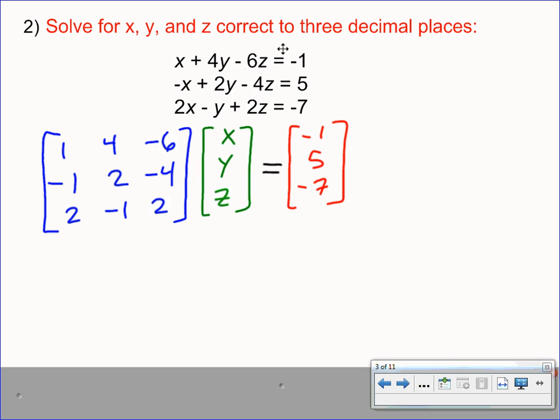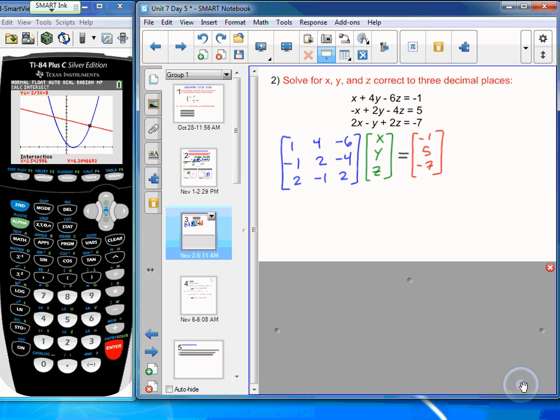And now we're ready to go. Now that I've written my coefficient matrix A, my variable matrix X, and my constant matrix B, I'm going to enter those in my calculator, A and B. Also so that I can do my variable matrix X is given by A inverse times B on the home screen. Let's go ahead and do that.